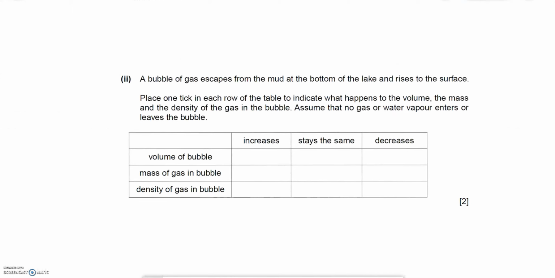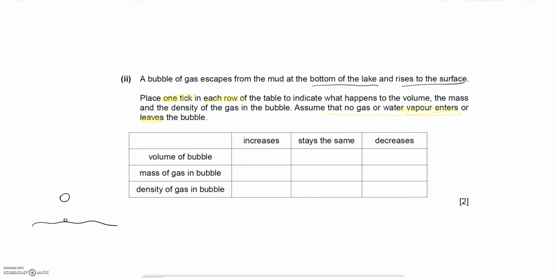A bubble of gas from the mud at the bottom of the lake rises to the surface. Now, read the question carefully. There's a clue. You need to put one tick in each row. So don't do more than one tick, otherwise you're going to be wrong. And we're assuming that no gas or water vapour enters or leaves the balloon. So the number of molecules in the balloon stays constant.